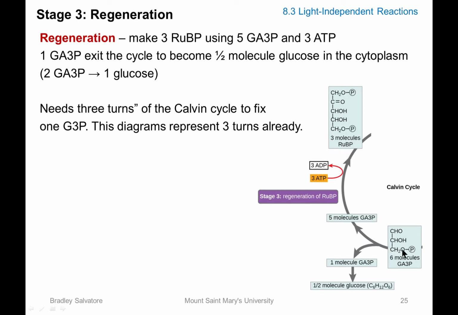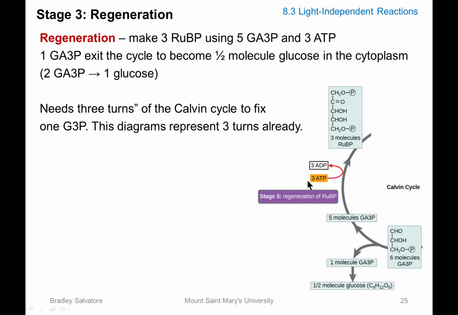So this is a 3 carbon molecule, and you have 5 of these 3 carbon molecules, which is 15 carbons in total. You will need to regenerate that and make 3 5 carbon molecules, which is our RuBP, and in that step you use up another 3 ATP to perform that step. So here is a little confusing part.